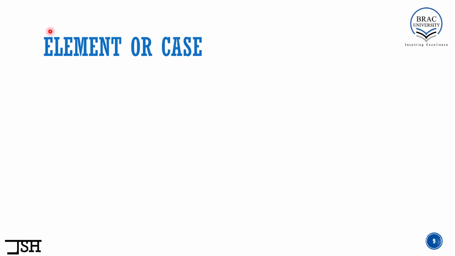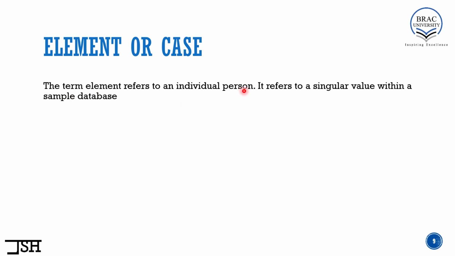Element or case. So what is an element or a case? The term element refers to an individual person or an individual object. It refers to a single value within the sample database. Again, the definition might be very confusing. Don't worry, just listen to me for 2 minutes.